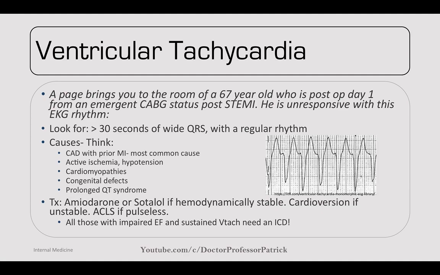So this is VTach. So think CAD with MI is the most common cause, active ischemia, cardiomyopathies, congenital defects, or prolonged QT syndromes. So we're going to treat this with amiodarone or sotalol if they're hemodynamically stable. It sounds like this patient is not. So cardioversion if they're unstable, and ACLS if they're pulseless. So all of those with impaired ejection fractions and sustained VTach need an ICD.